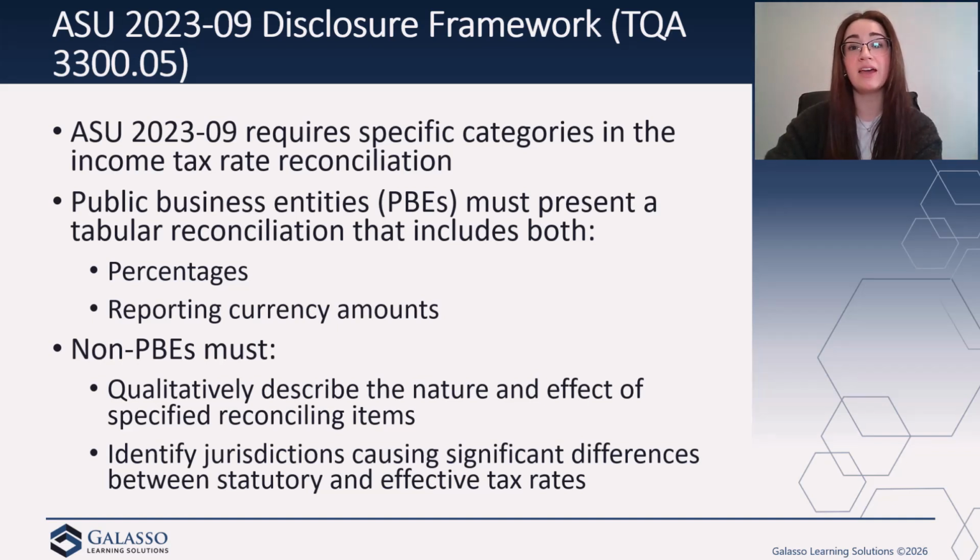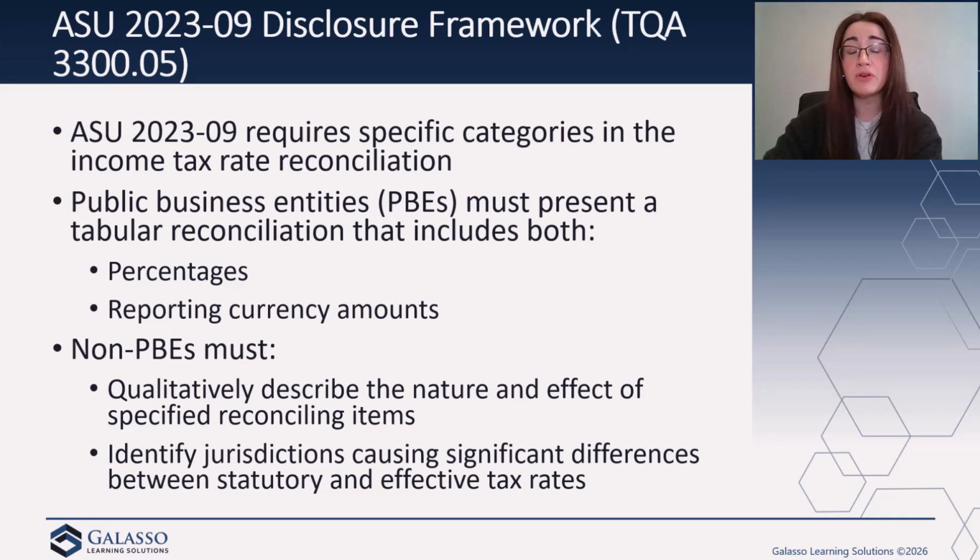Now, what about this ASU that recently became effective for public companies? We have ASU 2023-09. And just to give you a little bit of history on this ASU, this came out really to achieve one goal. And that goal was to provide investors and stakeholders with more transparency and some additional information about concentration risk. Public companies naturally are going to have more reporting requirements here than the private companies, but in a nutshell, this requires specific categories in the income tax rate reconciliation.